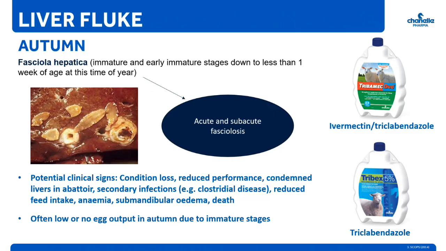So triclabendazole is the treatment of choice for acute and subacute fasciolosis, and this is Chanelle's Tribex product. However, we also have Tribomet Duo, as we mentioned previously, a combination of triclabendazole and ivermectin, which may be best given late summer, early winter alongside infections with Trichostrongylus or other nematode infections. So when we have both fluke and these nematode infections, Tribomet Duo is a great choice.